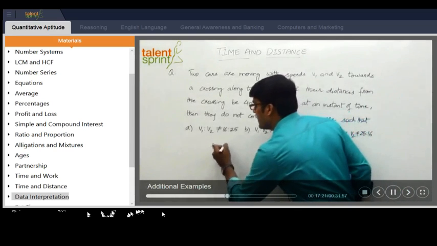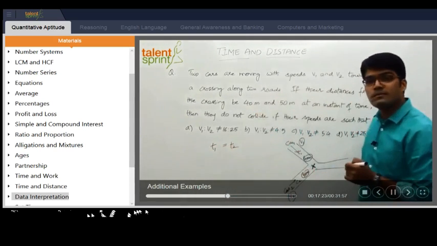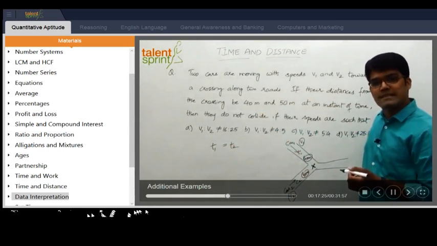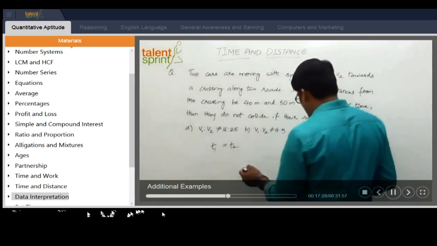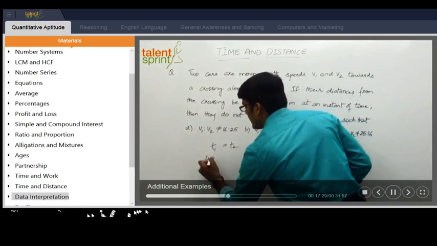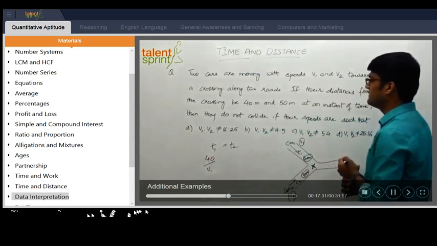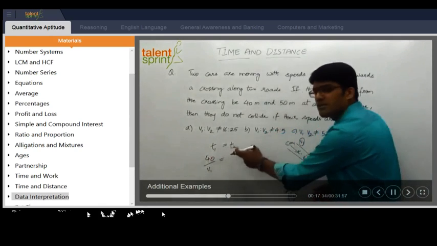Time taken by car 1 should be equal to time taken by car 2. What is time? Distance by speed. So what is the distance of car 1? 40. By speed of car 1? V1. Yes or no?